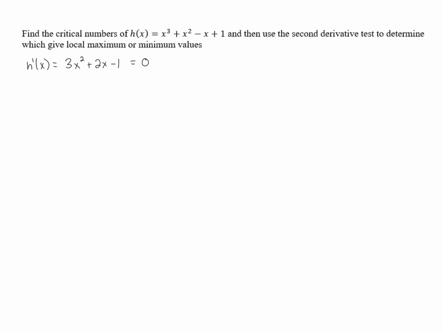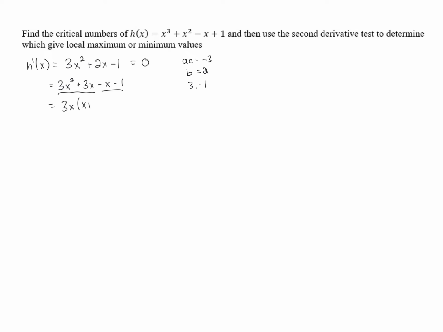You can also use other methods as well, but we've got a times c as -3 and b as +2. So we need two numbers that multiply to -3 and add up to 2. It's going to be 3 and -1. So we use those numbers to split the middle term, 3x squared plus 3x minus x minus 1. And then we can use grouping to factor.